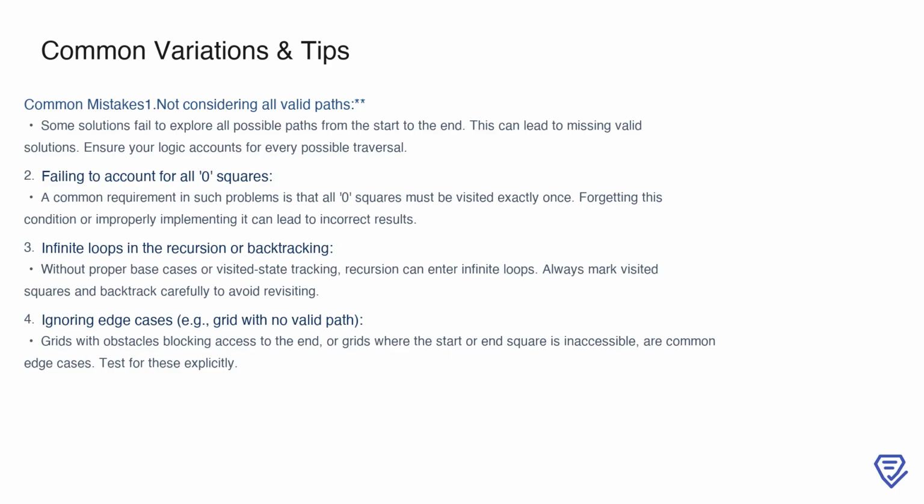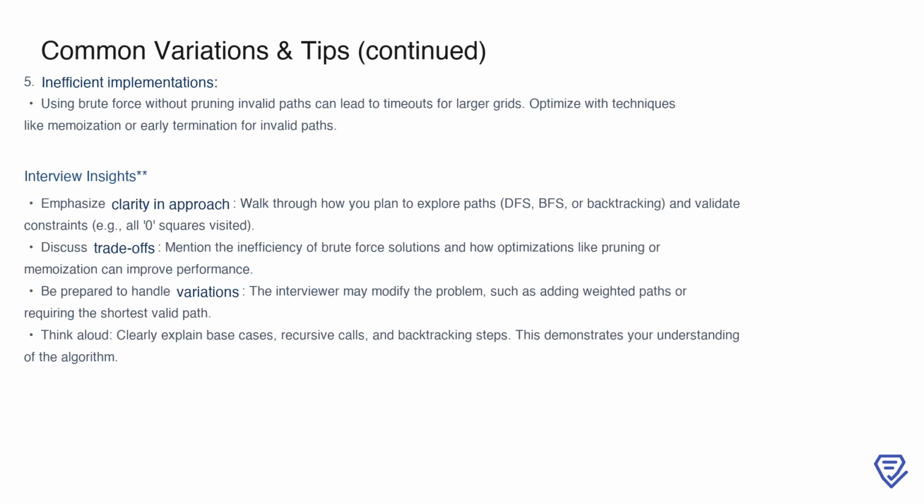Finally, edge cases like grids with no valid paths, inaccessible start or end squares, or complete blockage by obstacles are easy to overlook. It's crucial to test for these scenarios and handle them explicitly in your code. Inefficiency is another common challenge when solving problems like this. Brute force solutions that explore all possible paths without pruning invalid ones can quickly become computationally expensive, especially for larger grids. To address this, optimize your solution with techniques like memoization or by terminating early when a path becomes invalid.